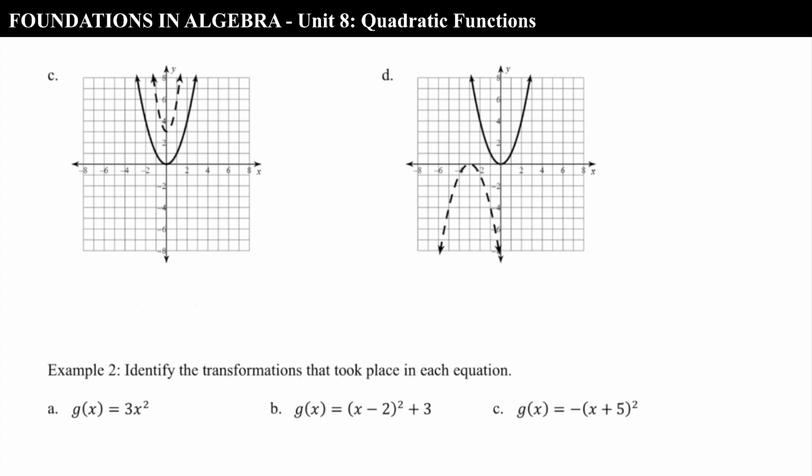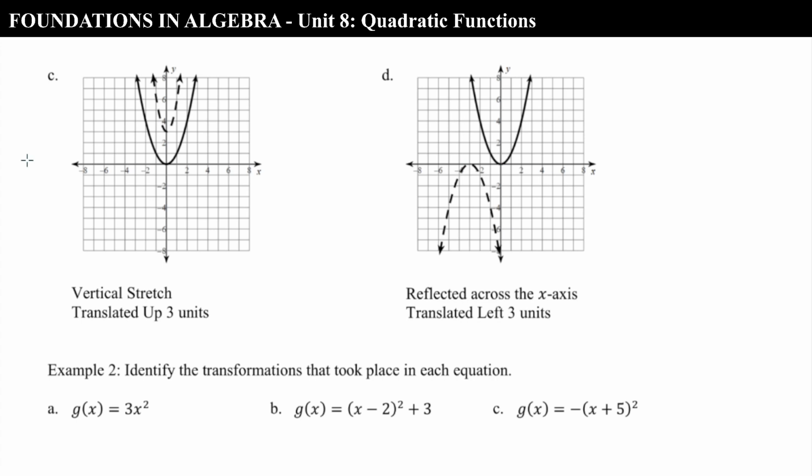Here in C, we have a translation up, but we also have a stretch because, again, if you count the over 1, up 1 that we have in our parent function, here in the transformed one, we go over 1 and up 1, 2, 3. So it is vertically stretched, and then it is also translated up 3 units. And then for D, we have reflected our parabola, and we have shifted to the left 3 units. So that's how we do it looking at a graph visually.